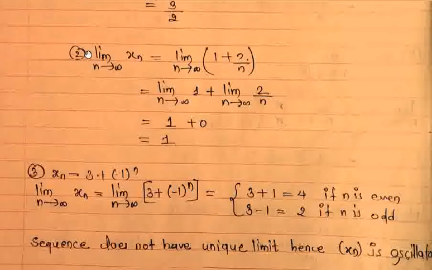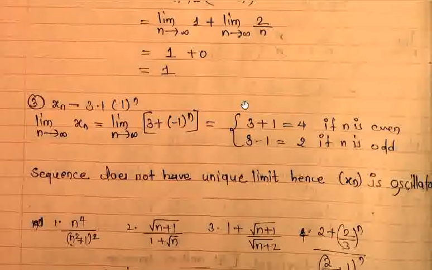Same thing, you apply this limit as n tends to infinity. Now here they have separated this into 1 comes here and 2 divided by n. Now this is the same as this. So you get 1 here and 2 divided by infinity, which is 0. So it just becomes 1.